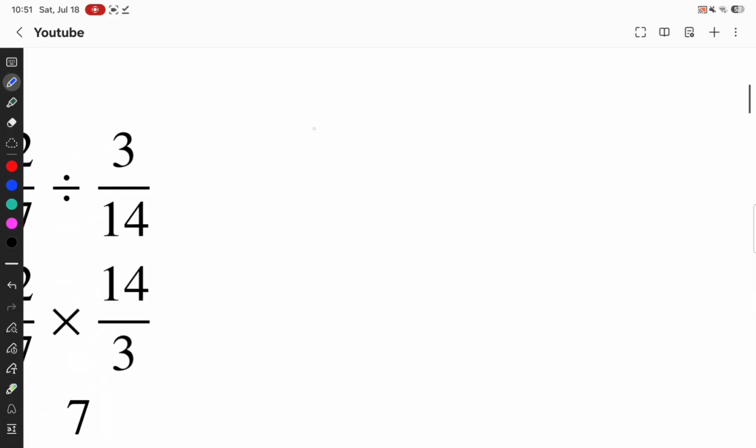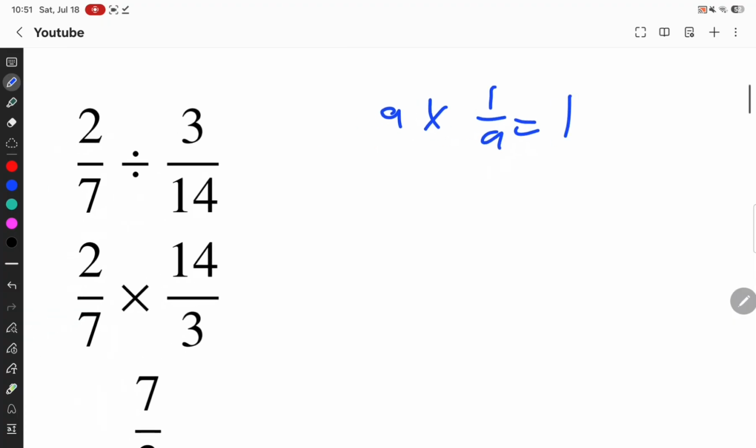You know the multiplicative identity. A times 1 over A is equal to 1. If we divide A on both sides, 1 over A is equal to 1 over A. This 1 over A is the same as A over A is equal to 1, dividing by A.